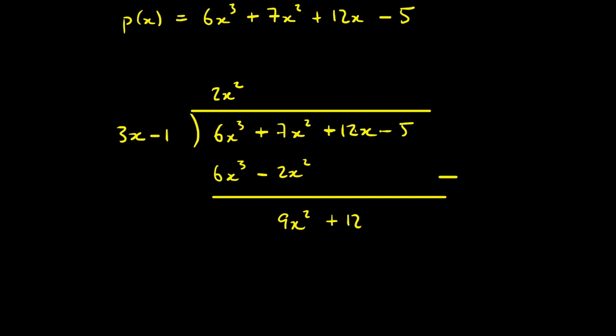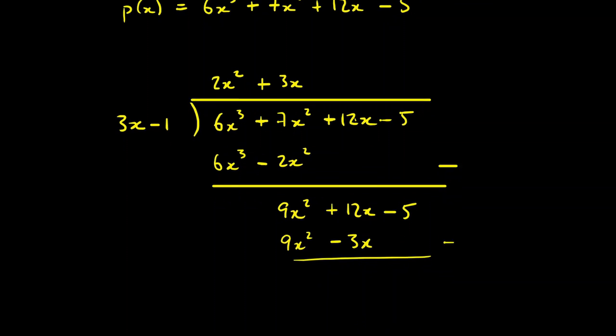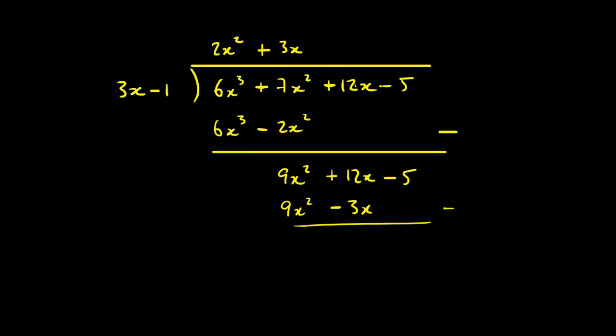And we've still got our 12x minus 5. Now then, 9x squared is our new leading term, so we're going to divide that by 3x. If I divide 9x squared by 3x, I get plus 3x. I then take that 3x and multiply by everything in the divisor, which gives me 9x squared minus 3x. Again, I'm going to subtract off. So 9x squared minus 9x squared is 0, and 12x minus 3x is 15x minus 5.